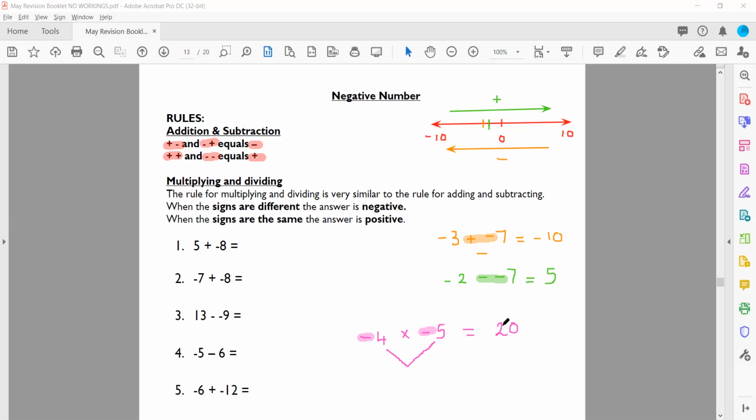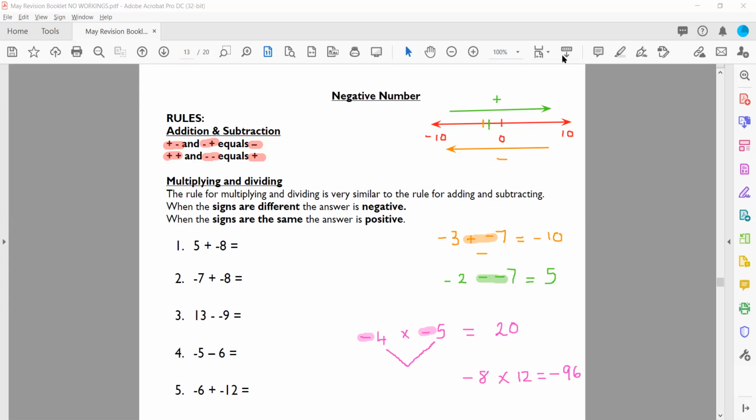Now, remember, with positive numbers, we don't write a plus in front of them. If they haven't got a negative sign in front of them, we know that they are positive. So we'll have a look at another one. Say we had minus 8 times 12. Again, we would do the sum first. So 8 times 12 is 96. We have negative 8 and positive 12. A negative and a positive will always give us a negative outcome. So your answer would be minus 96.